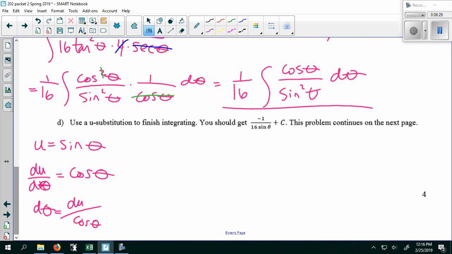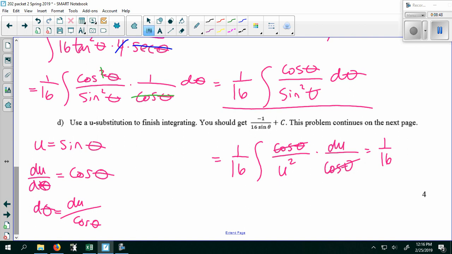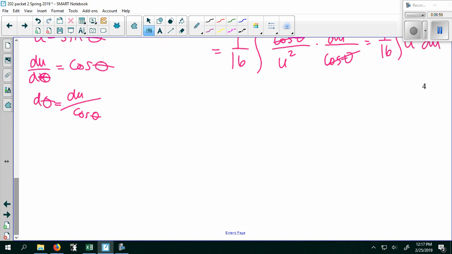So when I do my u substitution, I get 1/16 times the integral of cosine theta over u squared times d theta, which is du over cosine theta. So my cosine thetas cancel, and this becomes 1/16 the integral of u to the -2 du. 1 over u squared is the same thing as u to the -2. And then I'm just going to integrate using the power rule.